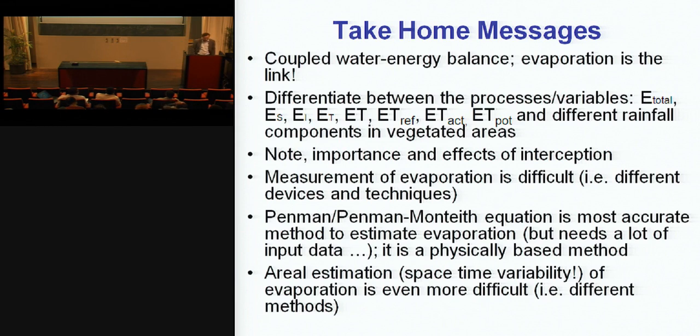Please know the difference between the different processes and variables, which are listed here again, with the total evaporation, soil evaporation, interception evaporation, transpiration, or then another term for the total evaporation is evapotranspiration, ET, reference ET, and the difference between actual and potential ET. Please know that. Use the terminology properly.